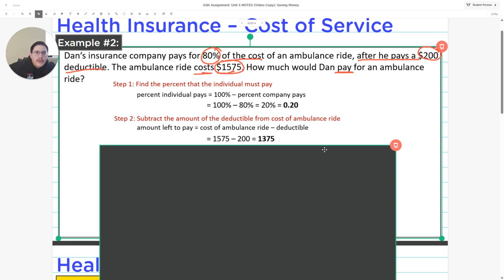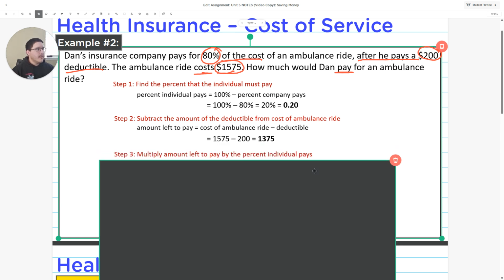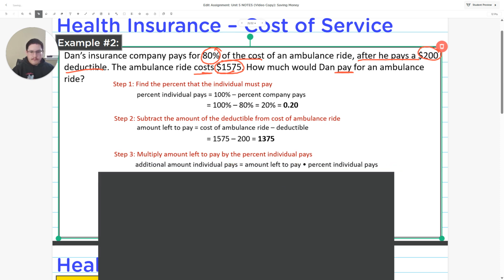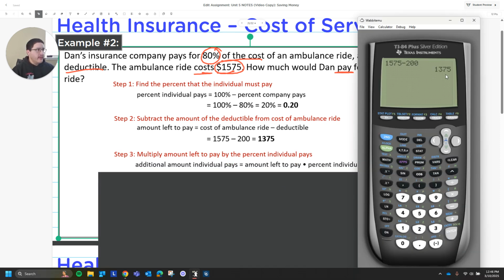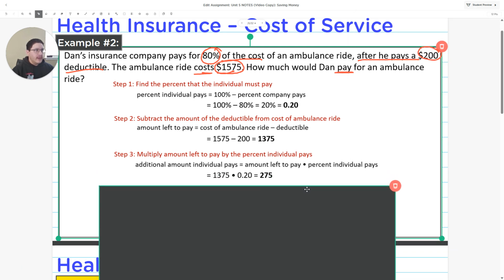Now, once the deductible has been met, the insurance will cover 80% of it, and then Dan will only be responsible for 20% of it. So now here's where our percentage comes into play. We're going to multiply the amount left to pay by the percent the individual pays. The individual, Dan in this case, pays 20%. So we're going to multiply this by 20%, so times 0.2. And we have $275. So Dan will have to pay $275.